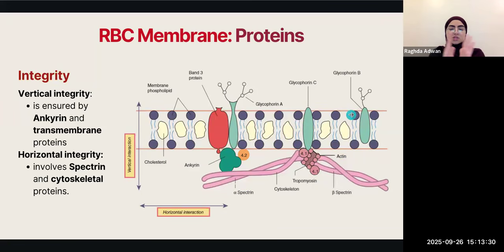Now, if you just look at this diagram, you can see how things are aligned. There's a vertical interaction, which is vertical stability. The vertical interactions are creating vertical integrity or stability. This is ensured by a key player here, which is ankyrin, and of course, the transmembrane proteins. The horizontal integrity is ensured by spectrin. As you can see, it's in the cytoskeleton and it's horizontally laid. So it's ensured by spectrin and other cytoskeletal proteins. These are the proteins in the red blood cell membrane.